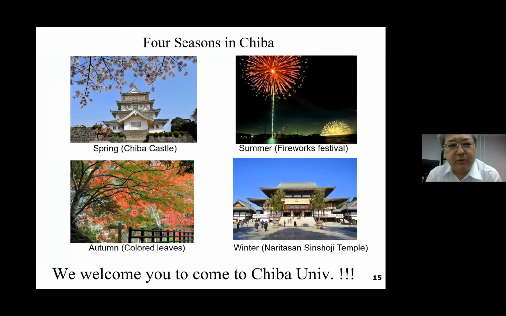This is the last view of Chiba. We have four very good seasons. In spring, this is Chiba Castle, and this is the Sakura blossom. In summer, we have fireworks. In autumn, we have the red leaves, and this is a Buddhist temple. So Japan has very good seasons. If the COVID-19 problem is solved, you can come to Japan to study or for sightseeing. You are always welcome. So this is a brief introduction of our university. If you are interested, you can come to our university.